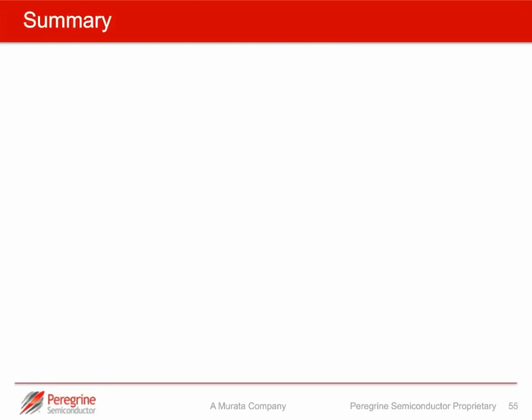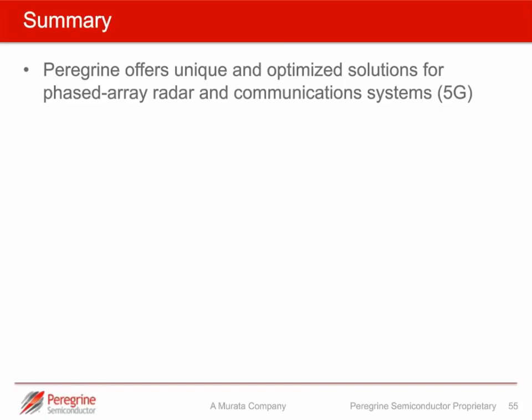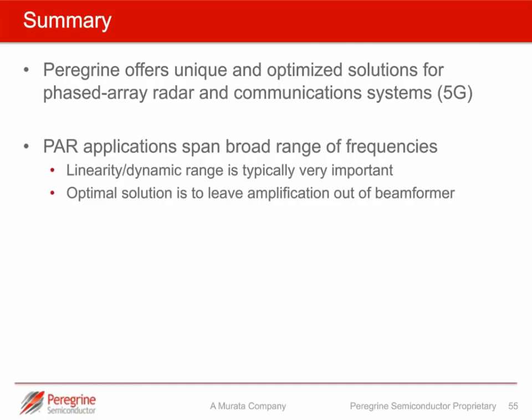So in summary, we have optimized unique solutions. We have optimized a solution for phased array radar, and we have an alternative optimized solution for communication systems. For phased array applications, where it's a broad frequency range, we focus on linearity, dynamic range, and the optimum solution is to leave the amplifier out of the beamformer.